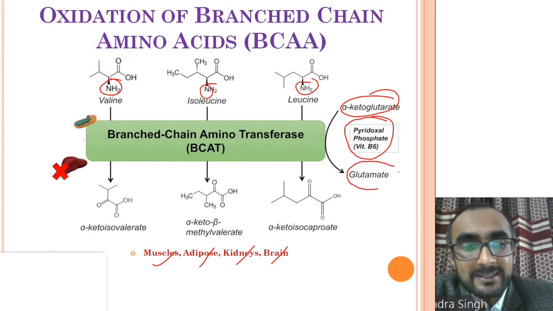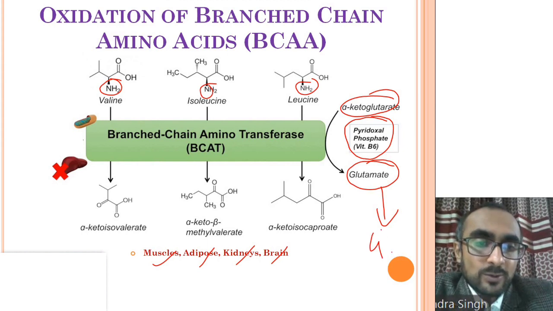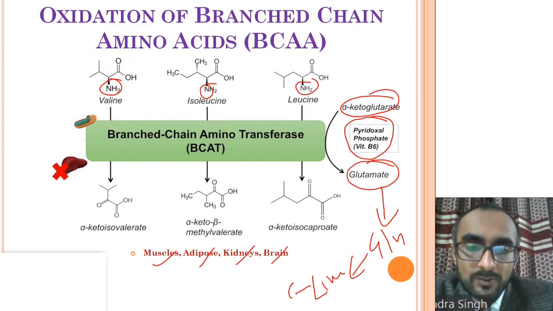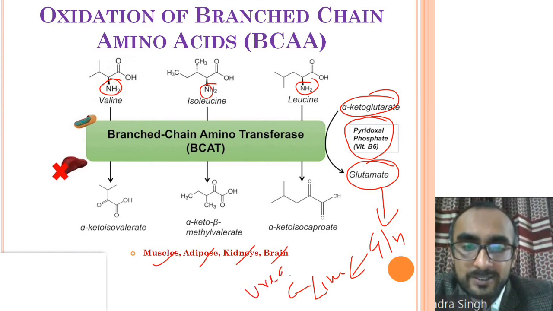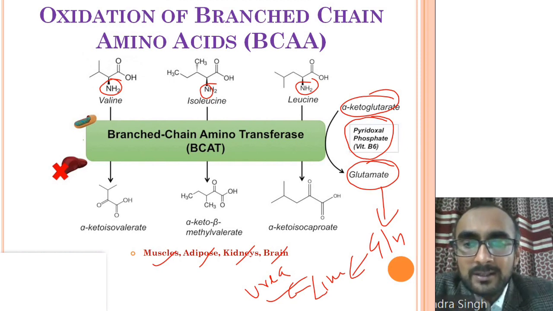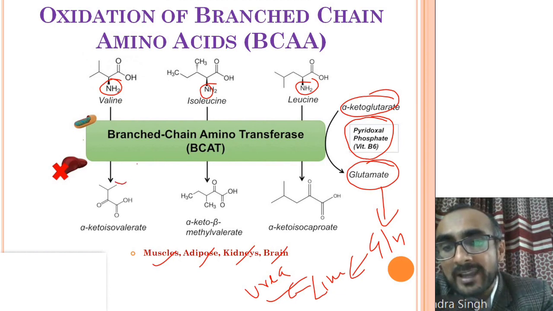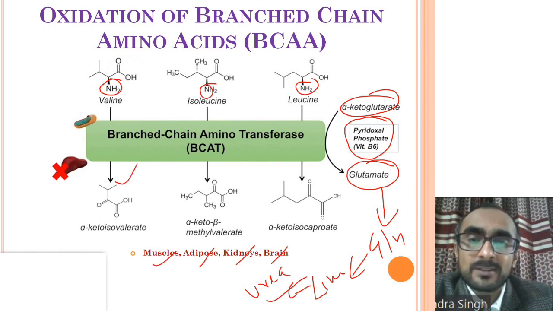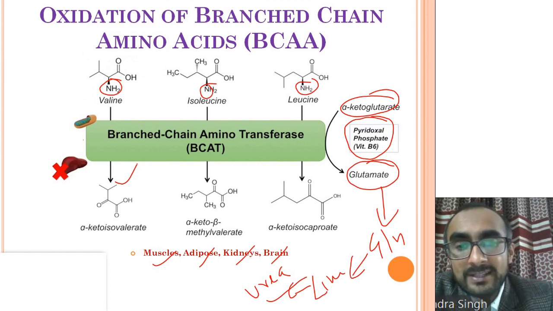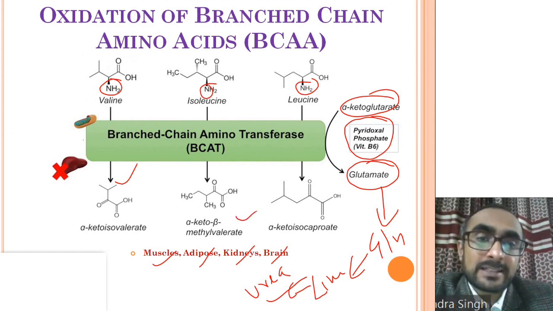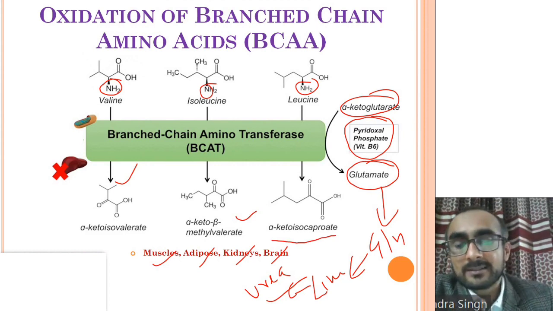So L-glutamate is synthesized. This L-glutamate is converted into glutamine, and it goes to the liver for the urea cycle. So the amino group is converted into urea, and the carbon skeleton is left, that is alpha-ketoisovalerate from valine. These are the keto forms, and isoleucine gives rise to alpha-keto-beta-methylvalerate. Leucine is converted into alpha-ketoisocaproate.